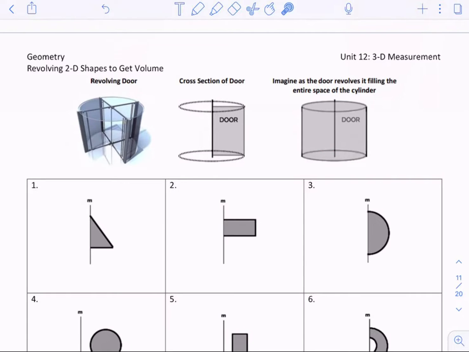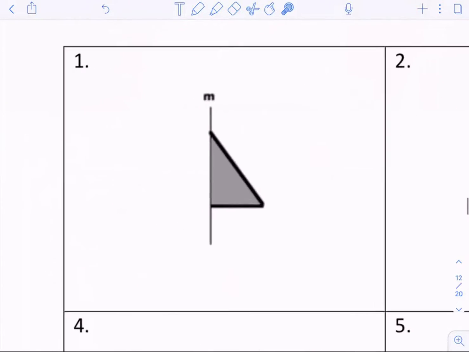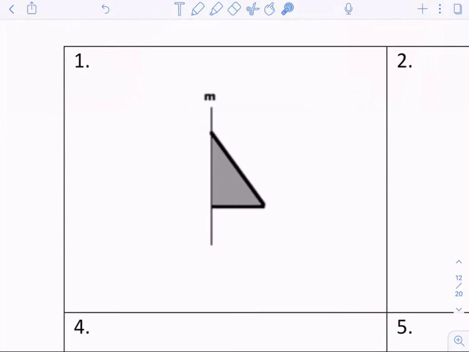It's almost as if I attach a cardboard flag to my pencil and then I spin it really fast between my hands. You'll start seeing that cylinder. So that's kind of what this is doing right here. Number 1, I have a triangle attached to a pen or a pencil, and now I'm going to spin it really, really fast. So if I spin it really fast, what 3-dimensional shape will you see?